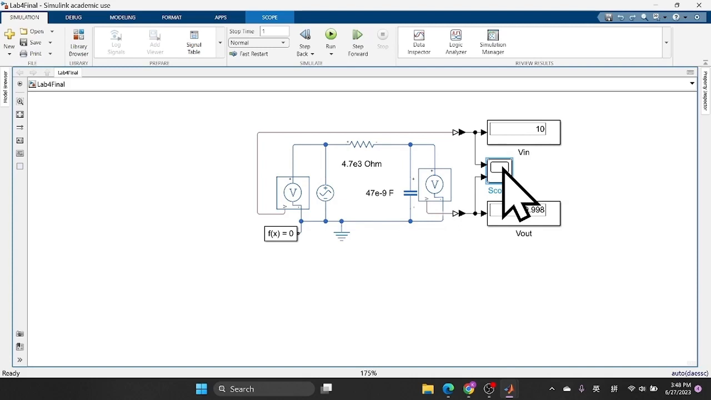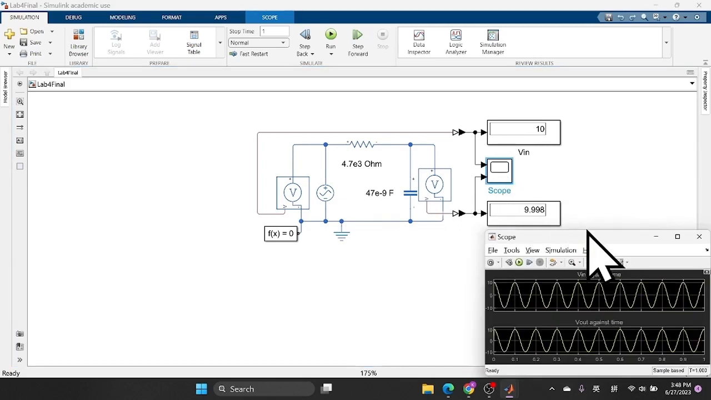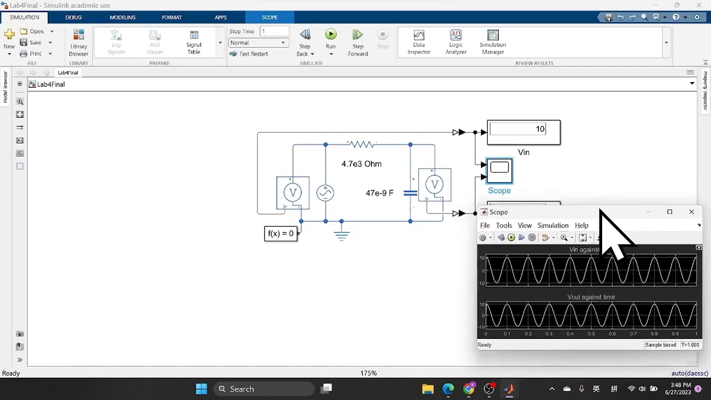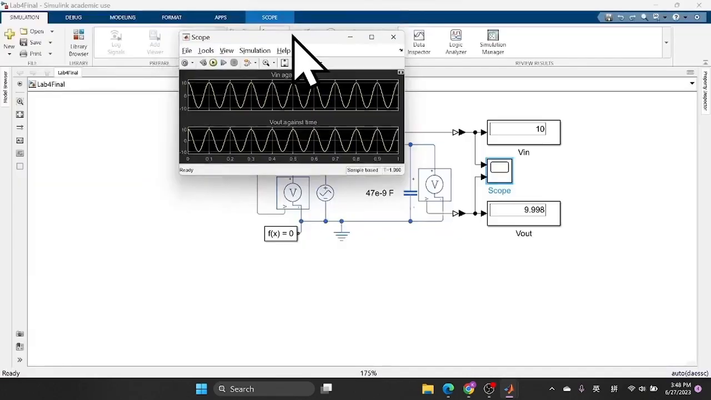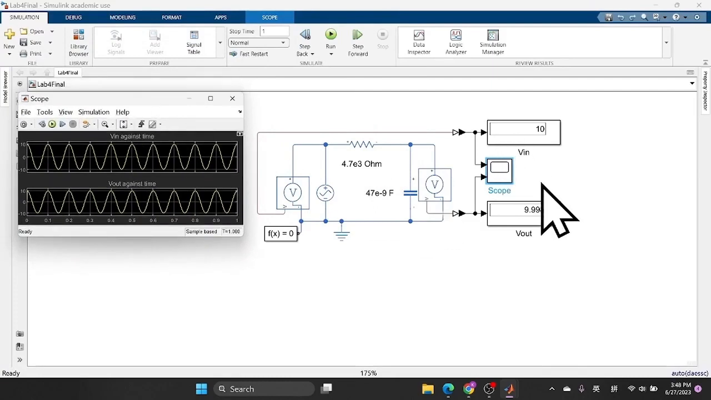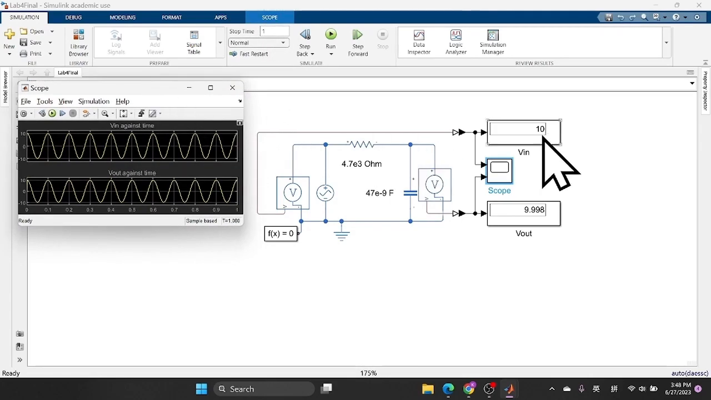This scope is to show the graph of the input voltage and also the output voltage. And this is the graph. To display the input voltage and also the output voltage, we have to set the stop time for this graph. We set the stop time to 1 second. So the values displayed here are V in and V out at 1 second, and this is the V in and V out against time.